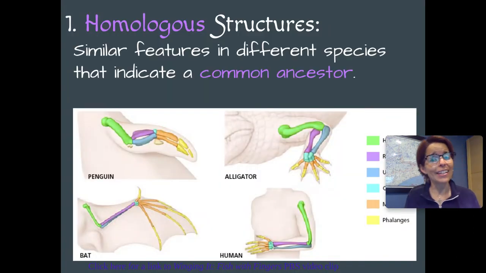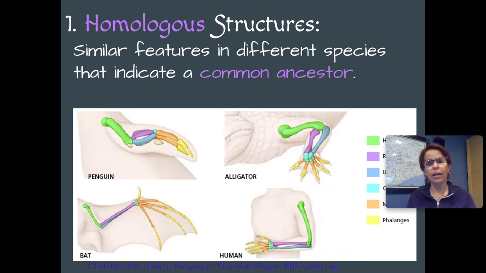All right, the first evidence for evolution. These are called homologous structures. Remember, the prefix homo means same, so it's an indicator that they had the same ancestor. So they're similar features in different species that indicate a common ancestor. And I just think this diagram is just wacky for most students. It's a really weird concept.